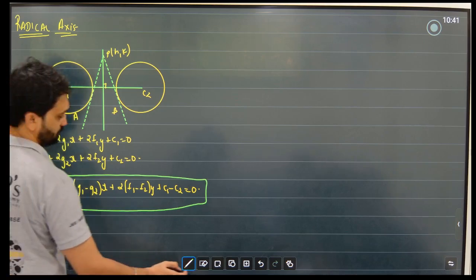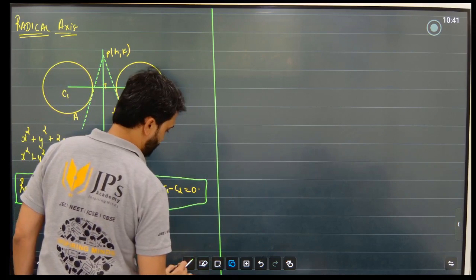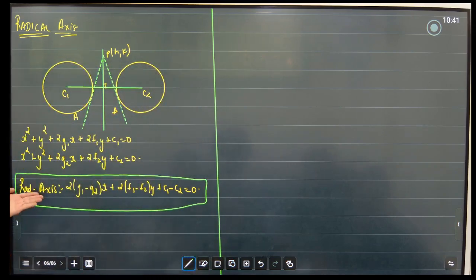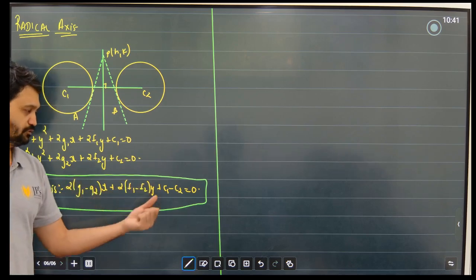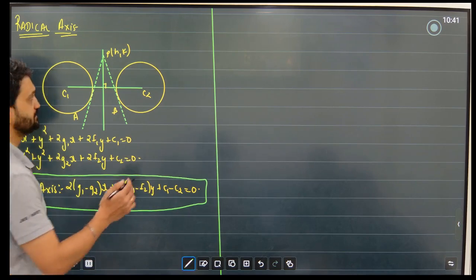This is for the radical axis. What I have done is, I have taken both the equations of the circles and subtracted them to get the radical axis, and if you check, it's a linear equation in terms of x, in terms of y, and a constant. Next point, write down.